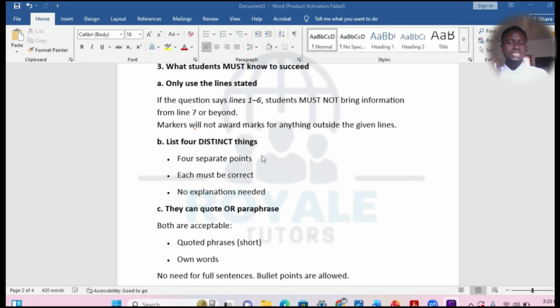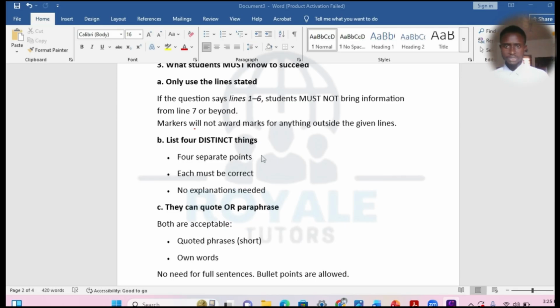Two, you need to list four distinct things. Four separate points. Each must be correct, no explanations needed. In other words, you can write what we call simple sentences. You don't even need complex sentences. You don't need any explanations. You just need to write simple information.